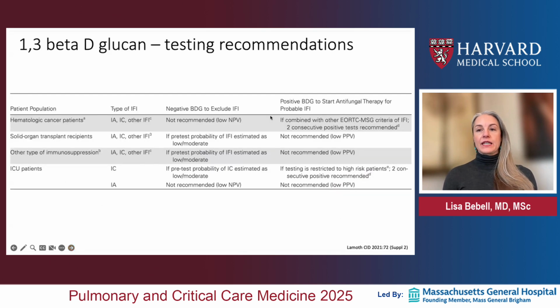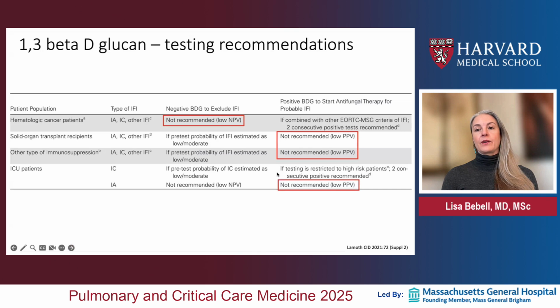These are the testing recommendations. On the left is the patient population, the type of invasive fungal infection that can be detected, whether or not you can use a negative 1,3-beta-D-glucan to exclude invasive fungal infection, and then whether you can use a positive glucan to start antifungal therapy for probable invasive fungal infection. Firstly, for hematologic cancer patients, a negative glucan, as I mentioned, should not be used to exclude invasive fungal infection. It has a low negative predictive value because of the high prevalence of infections in this population.